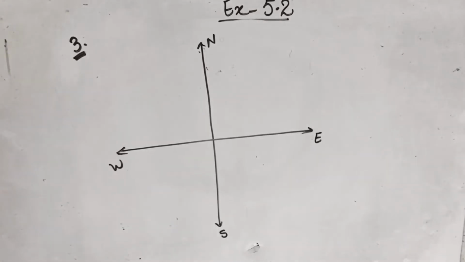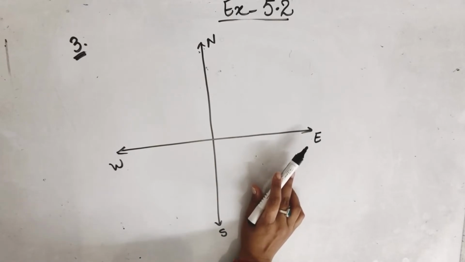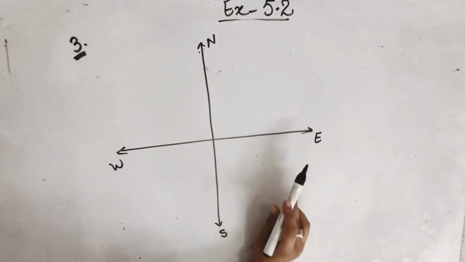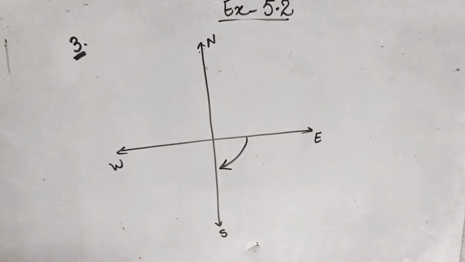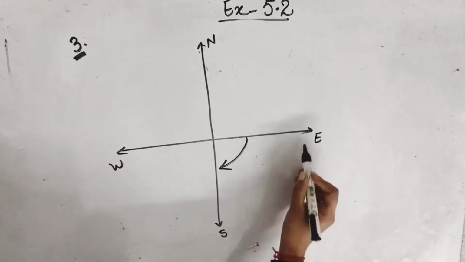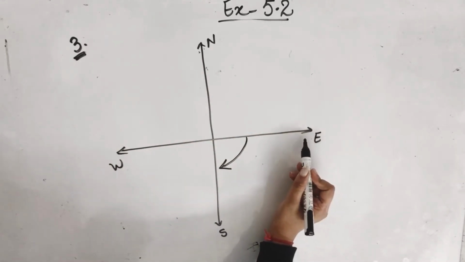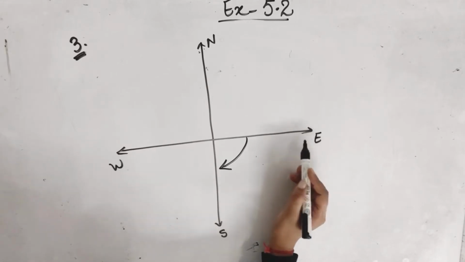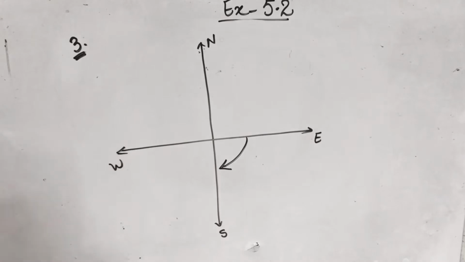Third question, which direction will you face if you start facing? A part is east, means you are at east and then you have to make half a revolution clockwise, means you have to move in this direction, and half revolution. One revolution is from east to east, one complete round, but you have to take half revolution. So it means from east to west. So answer will be west.